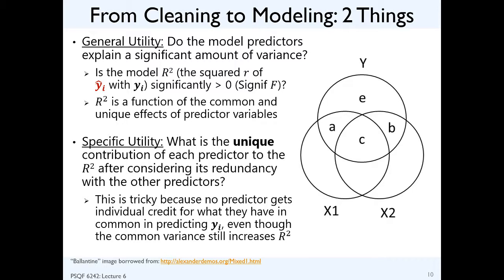We need a new word after we have more than one predictor in the model. And you would think it would be multivariate, but it's not. It could be multivariable, although not many people use that word. So I try to just keep it as either bivariate or unique. So bivariately, the relationship between x1 and y would be a and c. Uniquely, it's just a.